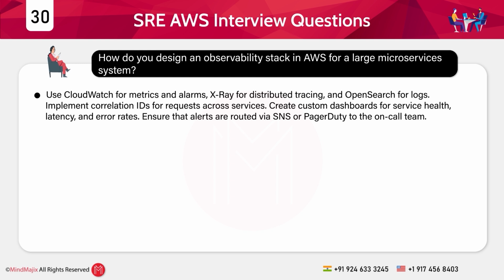For log storage and search, I would send application and system logs to Amazon OpenSearch Service, which was previously Elasticsearch, enabling fast filtering and analysis. To ensure that the requests are traceable across different services, I would implement correlation IDs in the headers and propagate them through the entire request lifecycle. I would then create custom CloudWatch dashboards showing key KPIs like service health, P95 latency, and error rates, and set up alerts via SNS or PagerDuty so that the on-call team gets notified in real time when an incident occurs.